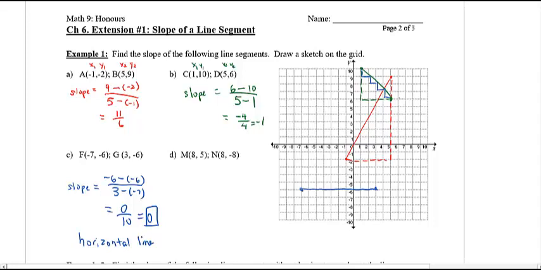Okay, last one. 8, comma 5, and 8, comma negative 8. Look at this. Vertical line. Slope equals y sub 2 minus y sub 1 all over x sub 2 minus x sub 1. Look at this. We're dividing by 0 now, and we can't do that in math. How do you divide by 0? So we call this undefined. So an undefined slope actually produces a vertical line. Whoa, trippy.